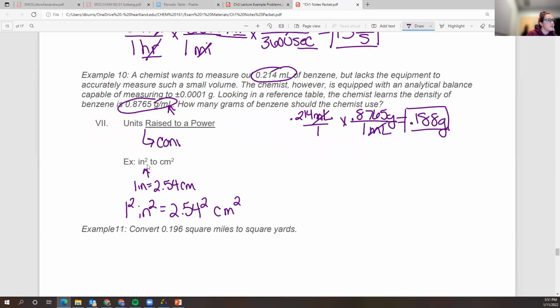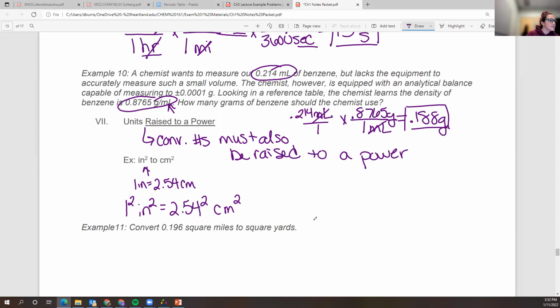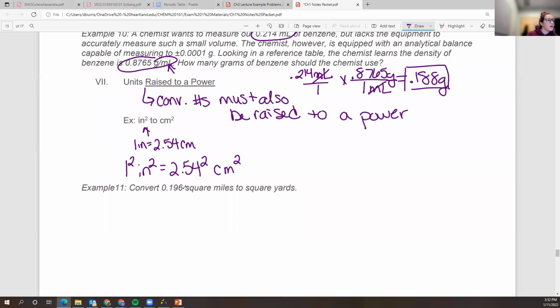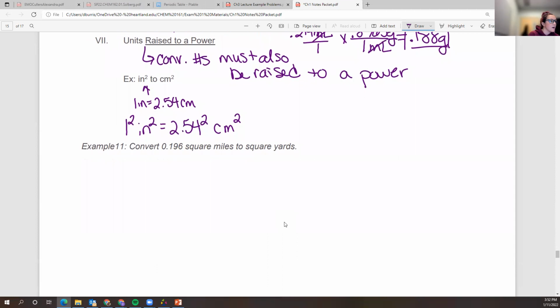The conversion numbers must also be raised to a power. All right, so if it's cubic, you need to cube the number. All right, so I'm going to do this example right here. I'm going to convert 0.196 square miles into square yards, okay, based on what I know.